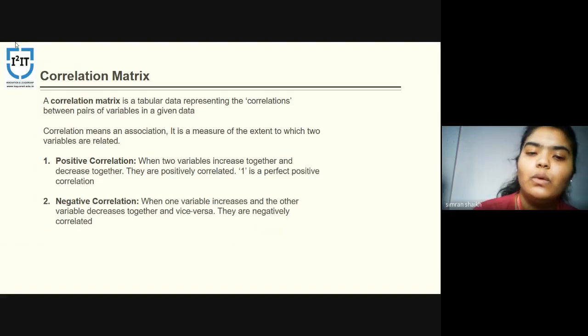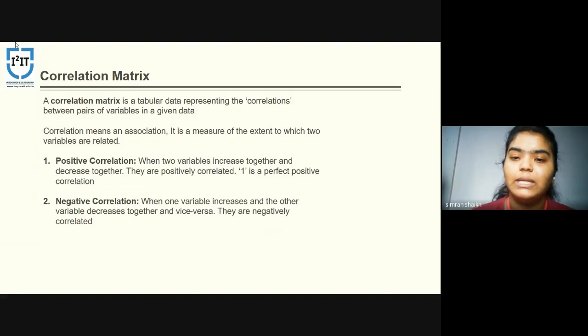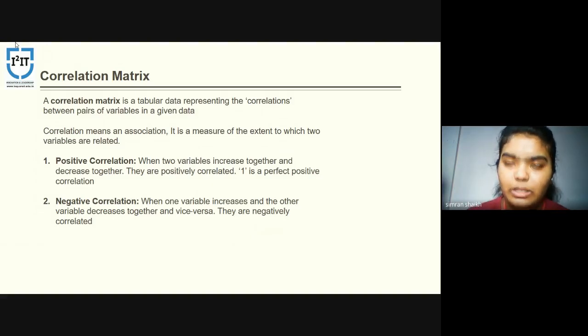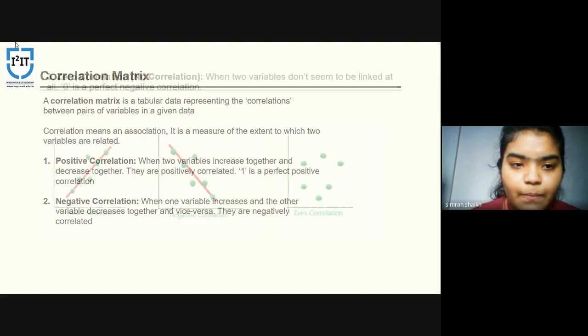Now, negative correlation: when one variable increases and the other variable decreases, and vice versa, they are negatively correlated with each other, or you can say they are inversely proportional. All right. So for example, the relation between the distance of a magnet and attraction. As the distance increases, attraction decreases. As the distance between them decreases, attraction increases. That is a negative correlation, for example.